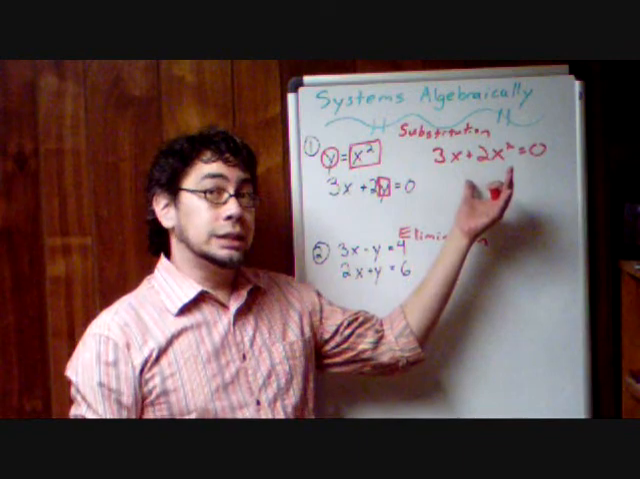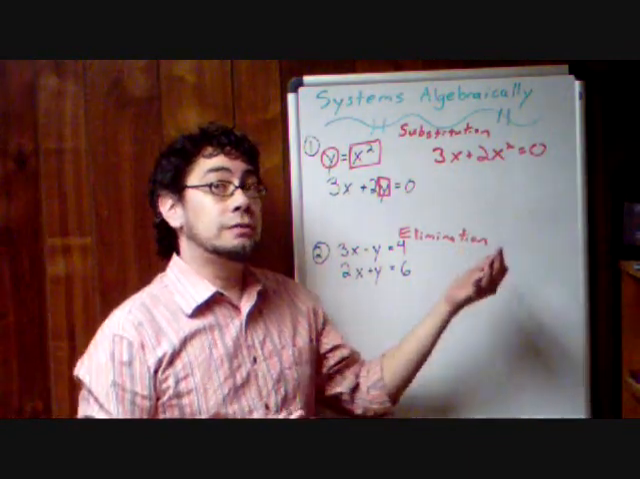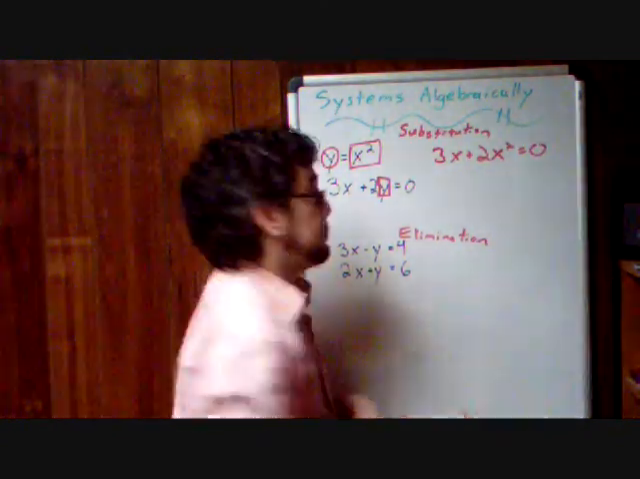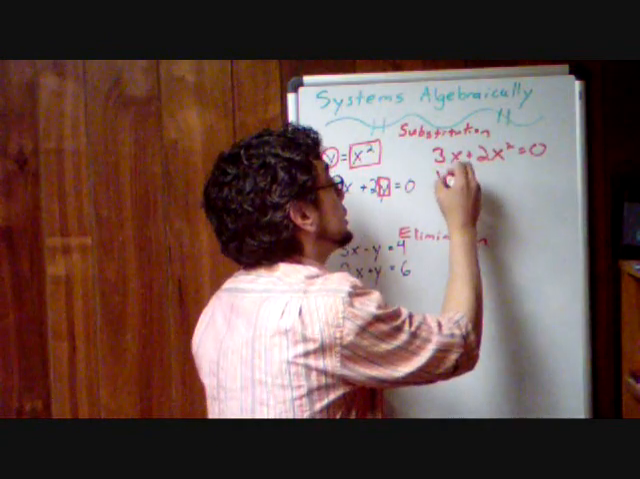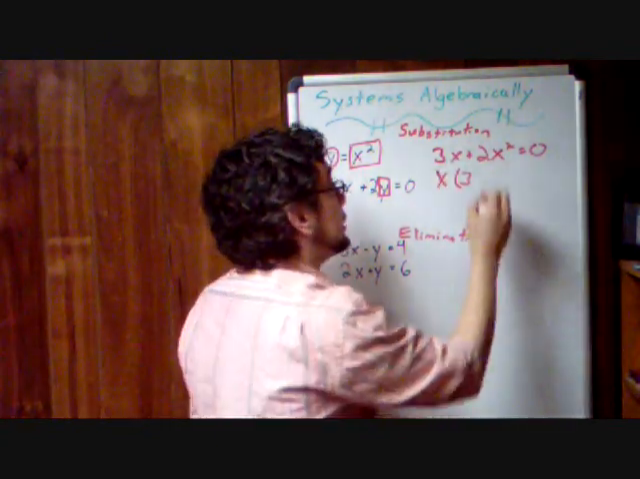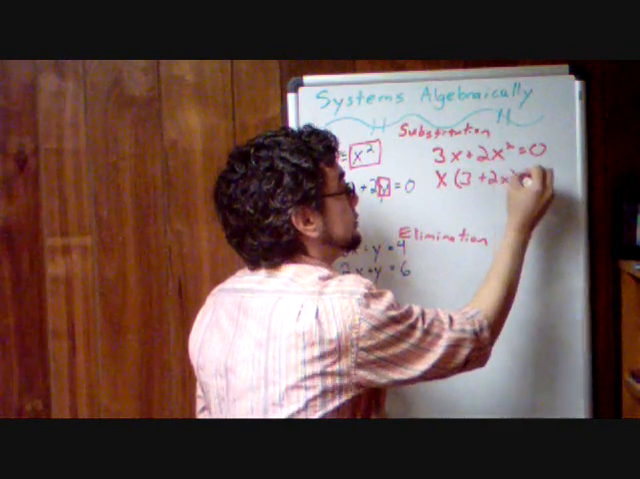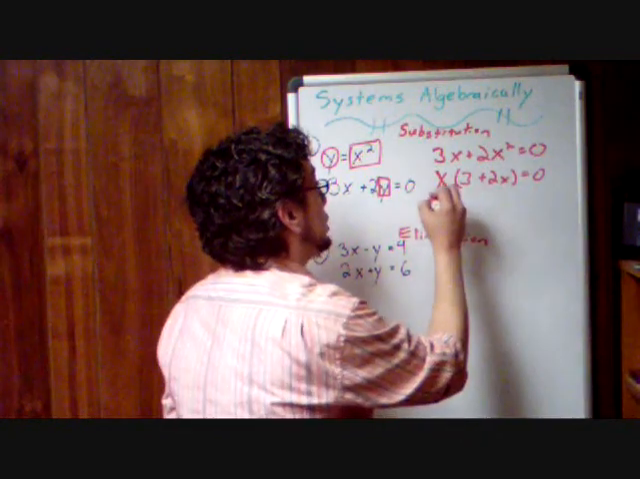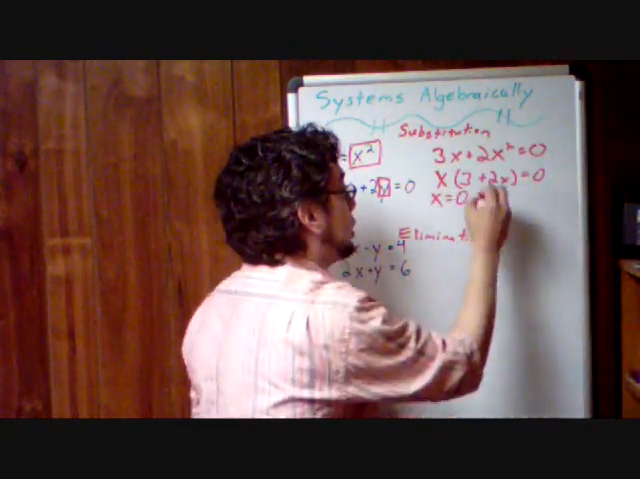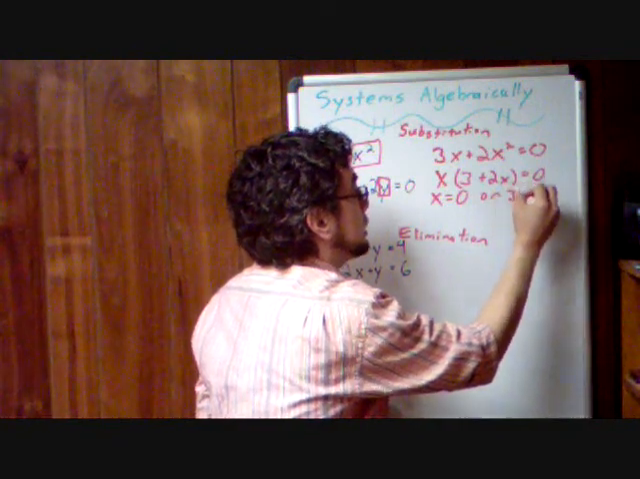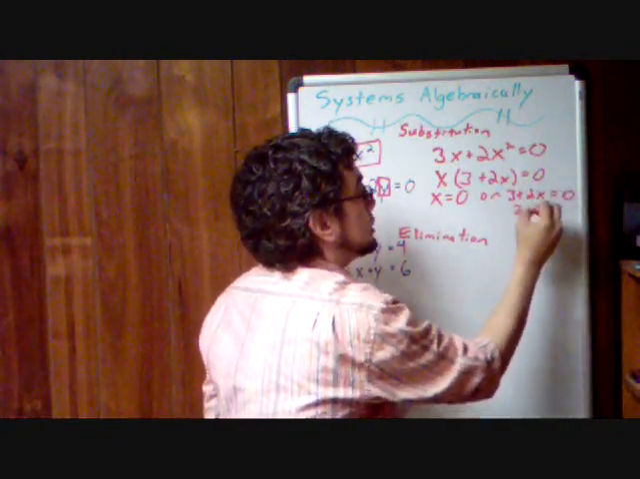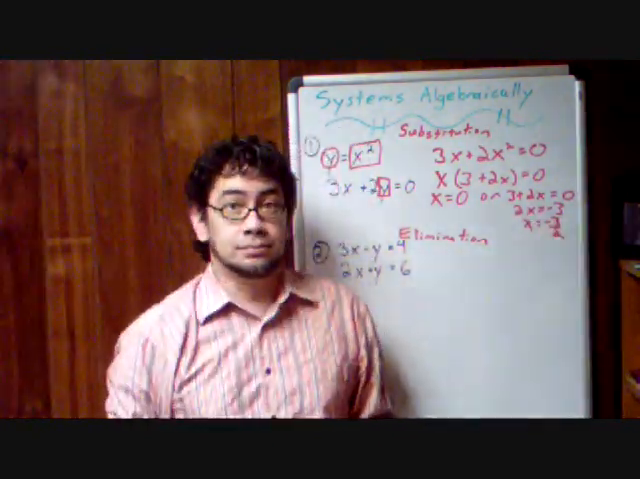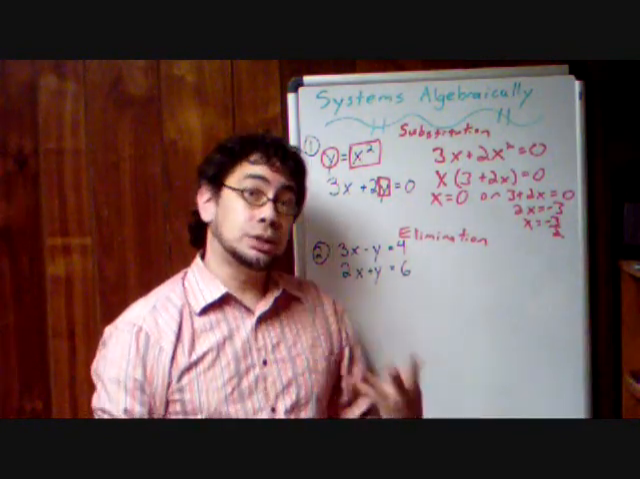So now that I've got a single equation with a single variable, I can solve for that variable. So this is a quadratic, so I'm going to have to do factoring. X and x. So there's an x in both terms, so I'm going to factor that out, leaving behind 3 and 2x. As often is the case with quadratics, you're going to actually end up with two solutions. So x equals 0, already solved, or 3 plus 2x equals 0, 2x equals negative 3, x equals negative 3 halves. So those are my two x values, but I also need y values.